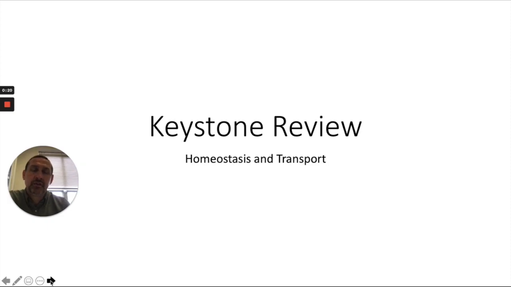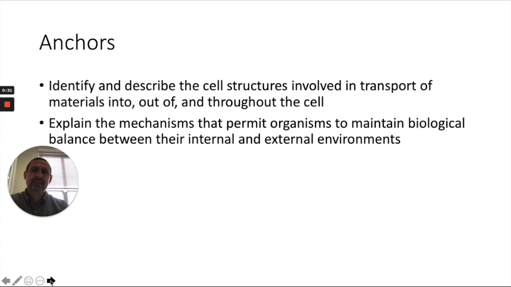This video is for the Pennsylvania Keystone, and it is a review of Anchor 4, Homeostasis and Transport. In this anchor, the goal is to identify and describe the cell structures involved with transport of materials into, out of, throughout the cell, and explain the mechanisms that permit organisms to maintain biological balance. So that's where we get into a lot of homeostasis, not just at the cellular level, but even at the system level.